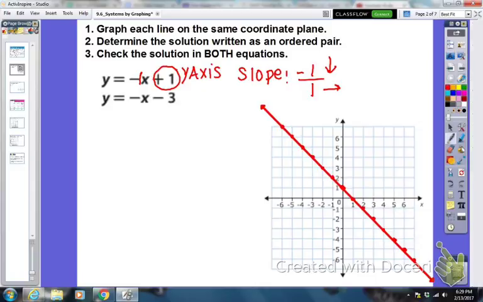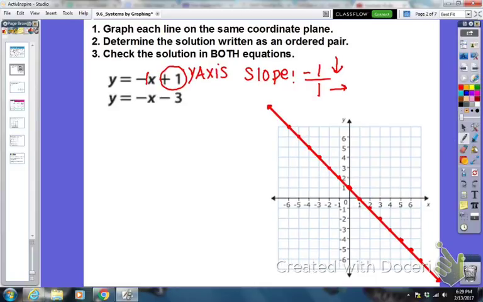All right. The next line I'm going to graph in blue. Start at -3 on the y-axis. So you're going down to -3. My slope here is -1. So -1 over +1. Again, I'm going down and to the right or up and to the left.